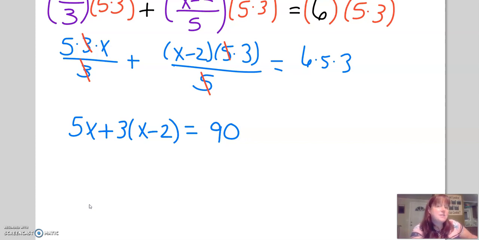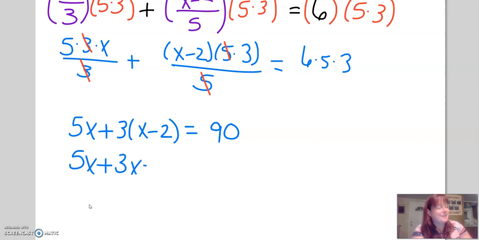If the fractions didn't clear all the way, then either I picked the wrong least common multiple or I did some algebra wrong. So if your fractions don't clear, stop and go back. You need to check yourself before you wreck yourself.